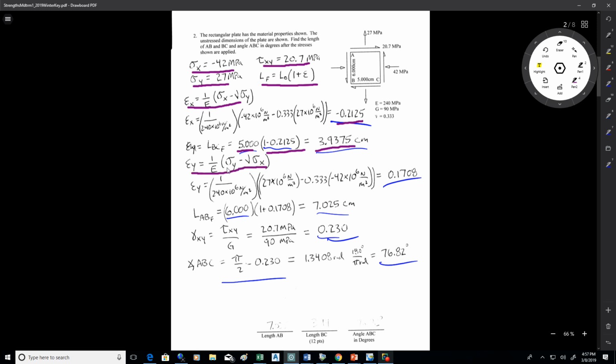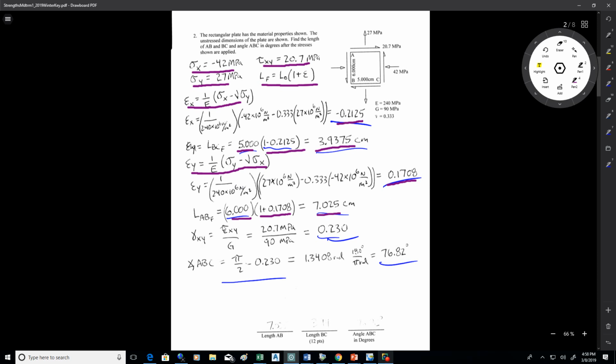Epsilon y, you use this formula. That's formula 42, I think. When you plug everything in, you'll get 0.1708. So 1 plus 0.1708 times the original 6 gets you 7.025 centimeters. That's the length from A to B, the new length from A to B.